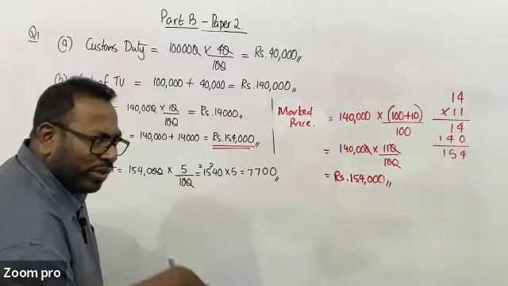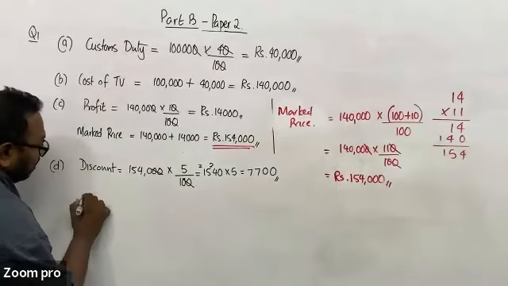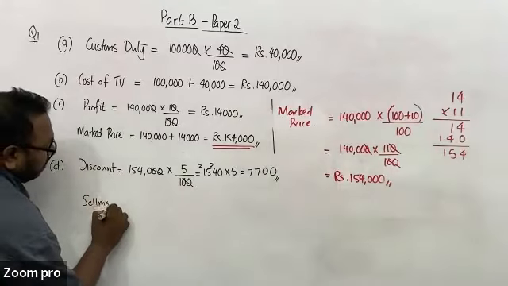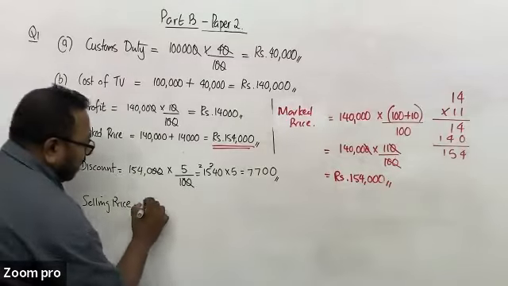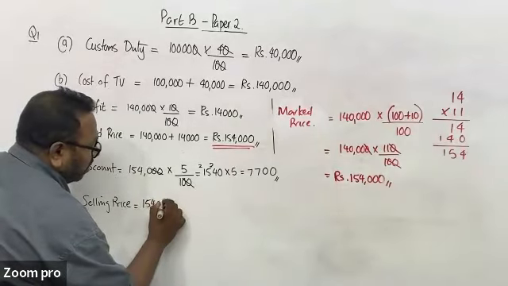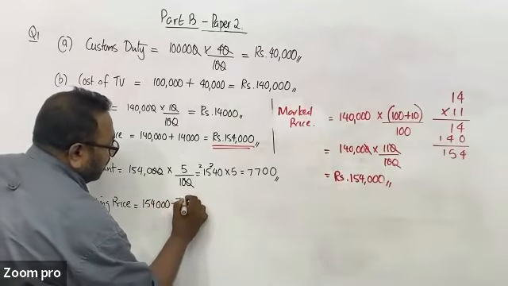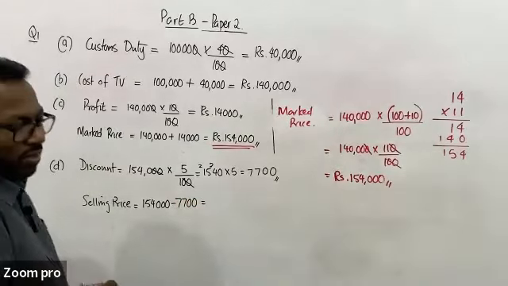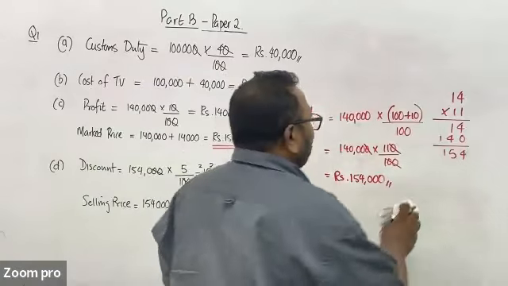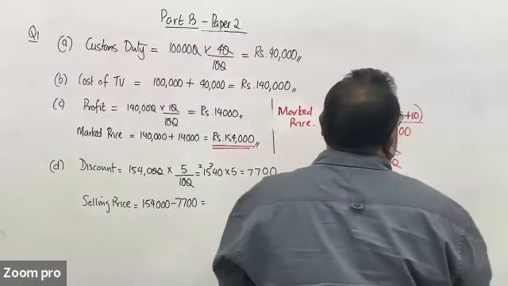So what is your discount amount? 7,700. So what is going to be your selling price, children? Selling price will be your mark price, that is 154,000 minus 7,700. Okay. What is 154,000 minus 7,700?